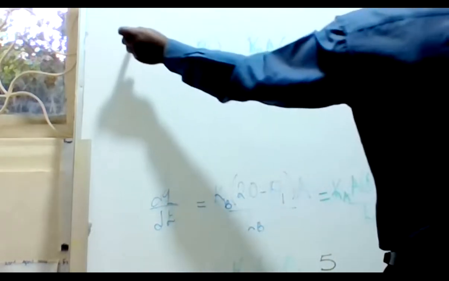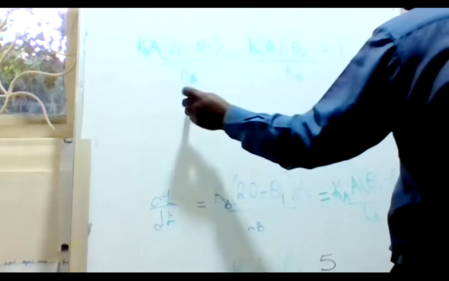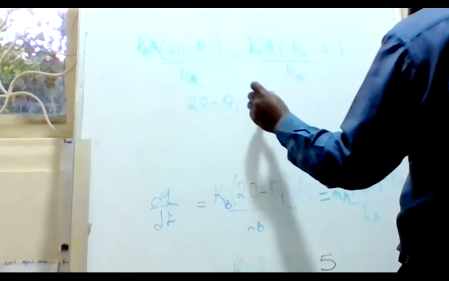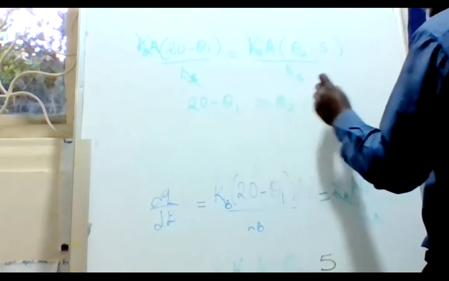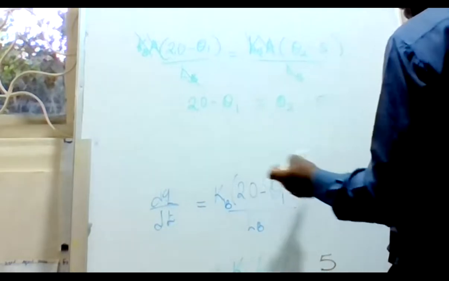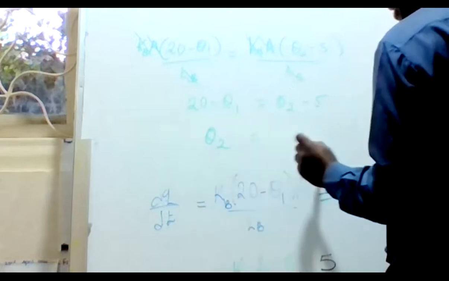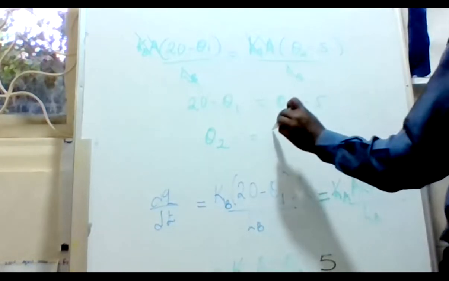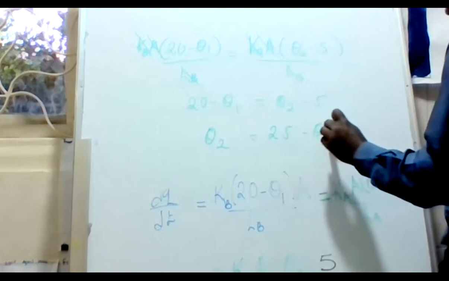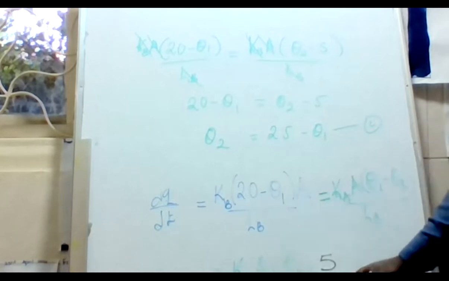So now I can see that LB is here, LB is here, so LB will go from the equation, and KB will also go, A will go from the equation, and we remain with 20 minus θ1 is equal to θ2 minus (minus 5). So I can make one of them the subject: θ2 is equal to 25 minus θ1. This is equation 2. That was equation 1. Are we together? Now I have treated the first equation and the last.